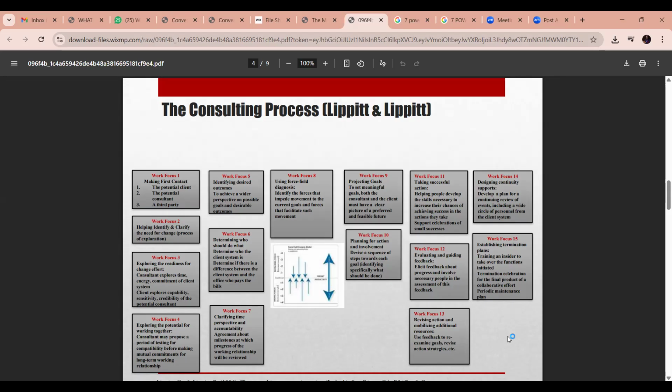consulting steps are not cast in stone that it must be A, B, C. It depends on the individual situation. I particularly like this one because you can learn a lot from it. So work focus 1 is making first contact, whether the client makes contact or you make contact, and this is marketing, whether you send out a proposal or the client is one that calls you. Then step 2 here is to help the client identify what needs to be done. Help identify and clarify the need for change.